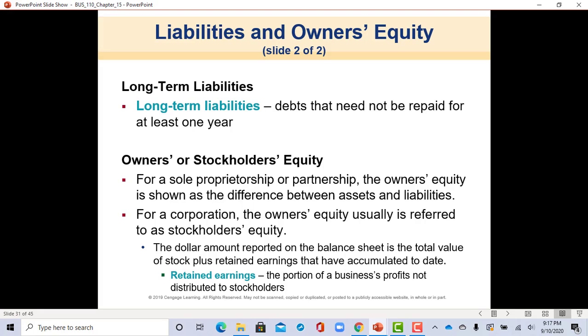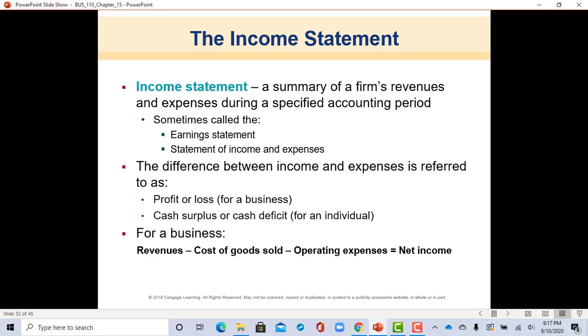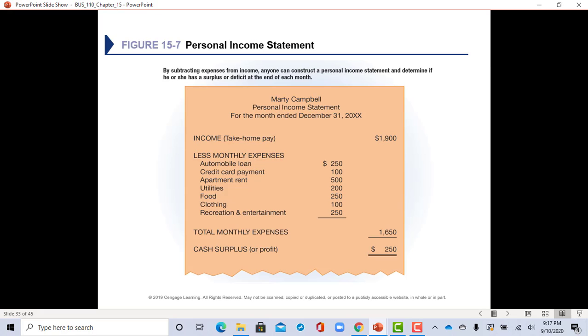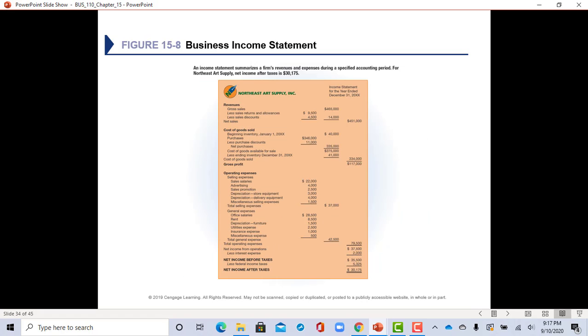And if you don't have that number for whatever reason, you know that you can subtract all the liabilities from the assets, and then what's left over is always going to be the owner's or stockholders' equity. The income statement identifies if there is a cash surplus or deficit. Here's what a personal income statement should look like, and here's a business income statement.